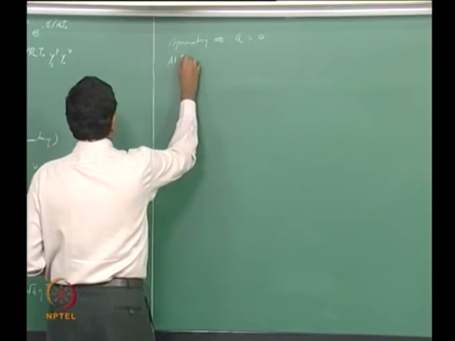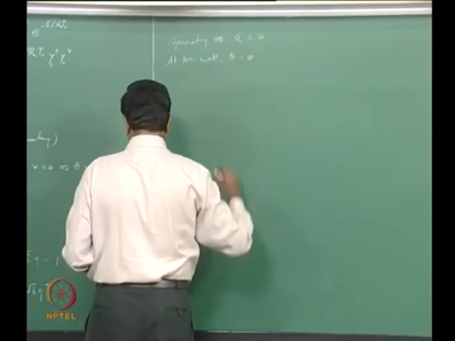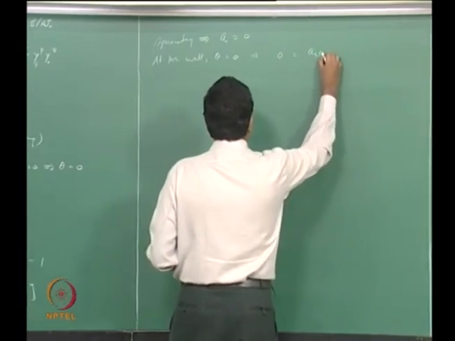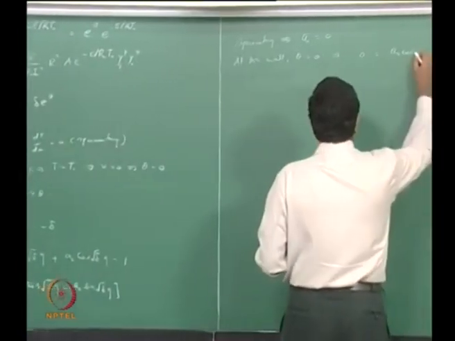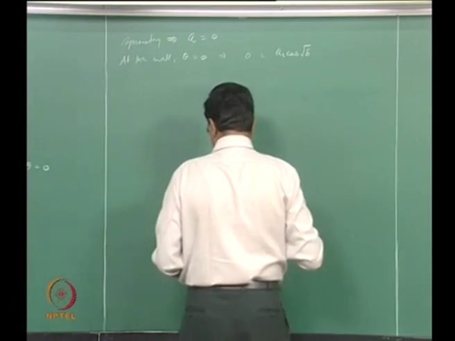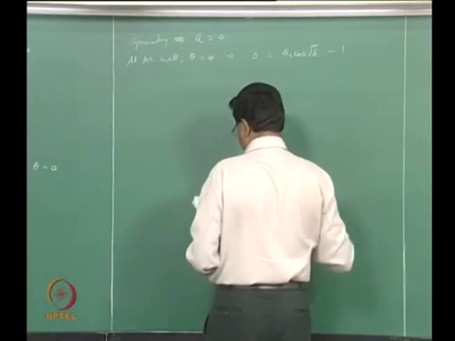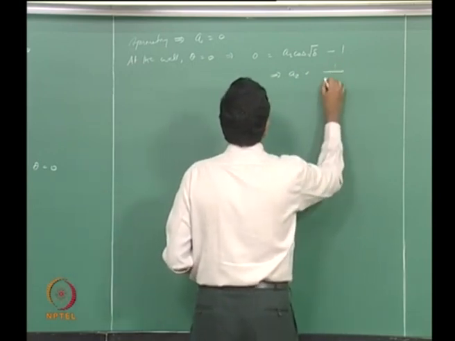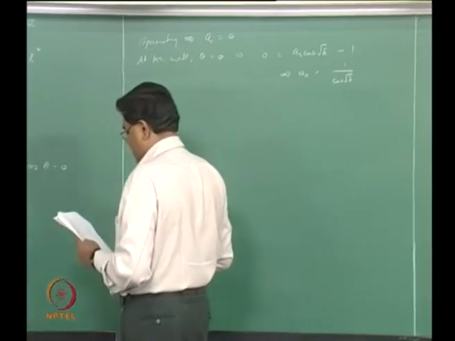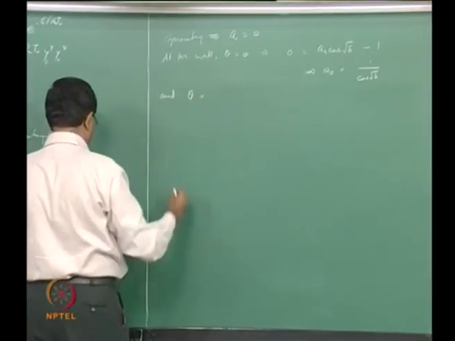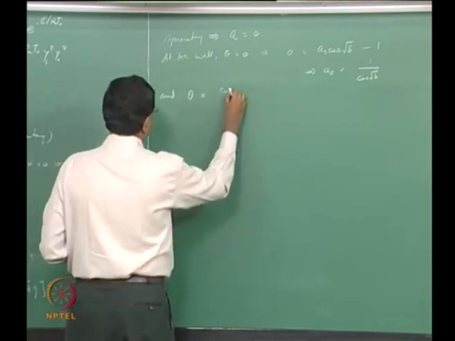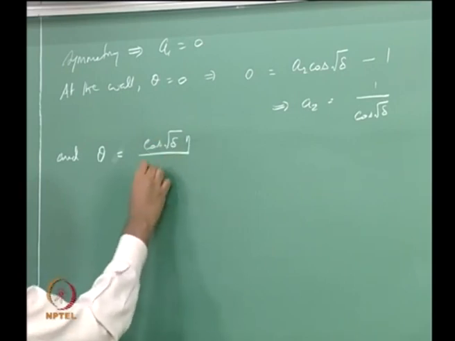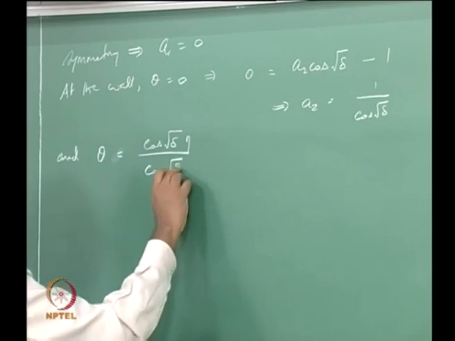And at the wall, theta equal to 0, this means 0 equal to a2 cosine square root of delta minus 1, right. So from here we get a2 equal to 1 over cosine square root delta, and theta now becomes cosine square root delta eta divided by cosine square root delta minus 1, right.